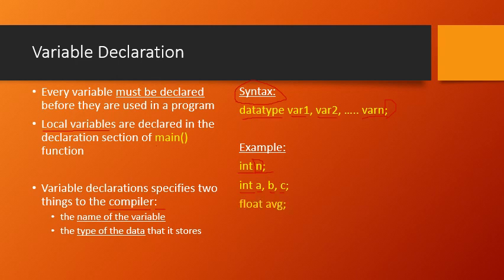Let's take another example: float avg. This avg is short for average. Suppose I wish to store an average in a program, I can shorthand it as avg. This statement tells the compiler that the name of the variable is avg and it is capable of storing float data. Float data type means it can store decimal as well as fractional parts. So these are a few simple examples of variable declaration.